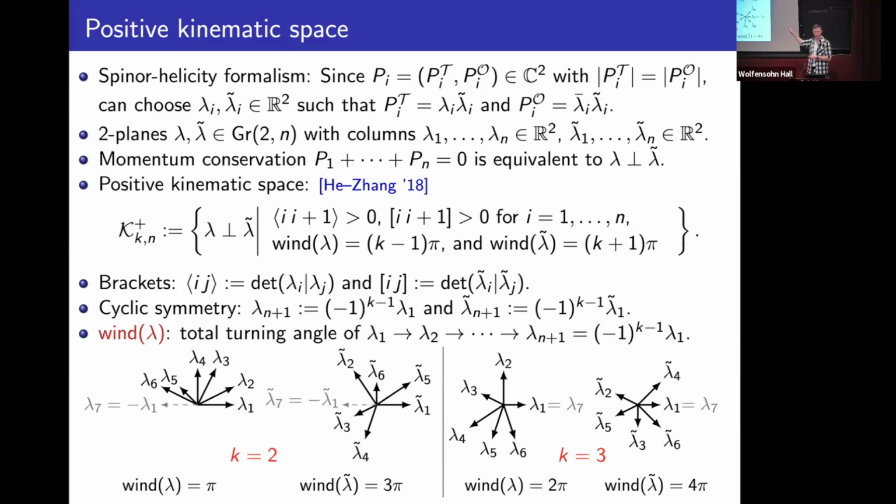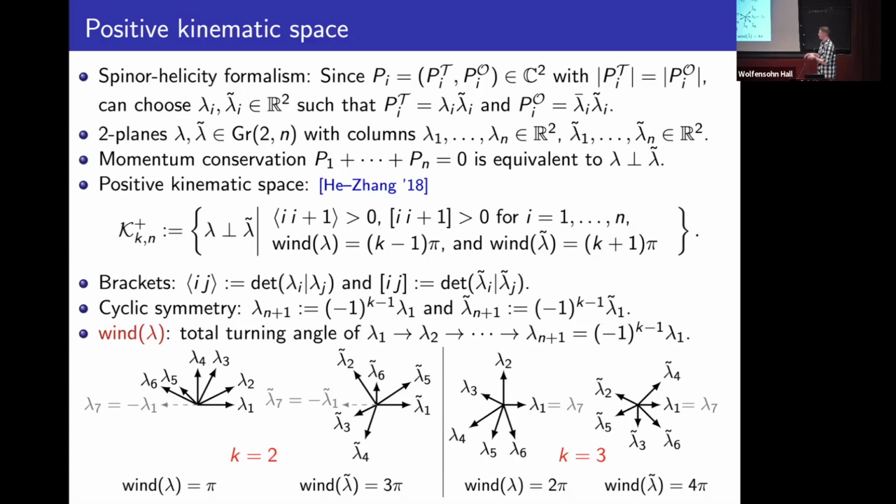Is that clear? The thing on the left, lambda lambda tilde, is a point in the positive kinematic space for k equals 2 and n equals 6. On the right, it's k equals 3, n equals 6, so the parity is different. That's why here lambda 1 equals lambda 7, and here it's the opposite of lambda 7.